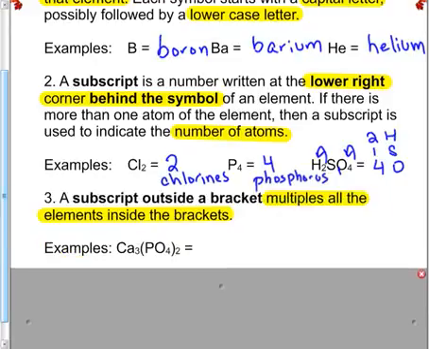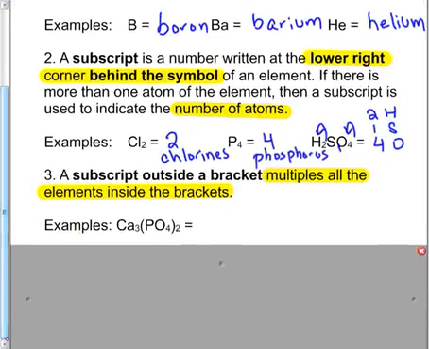Our next rule is what happens if we have brackets or parentheses. Well, a subscript outside a bracket or parentheses multiplies all of the elements that are inside the brackets. So for example, this 3 here is not inside brackets, so it just follows the rule we already learned, which is that it just applies to the element directly in front. So we have 3 of the Ca, the calcium.